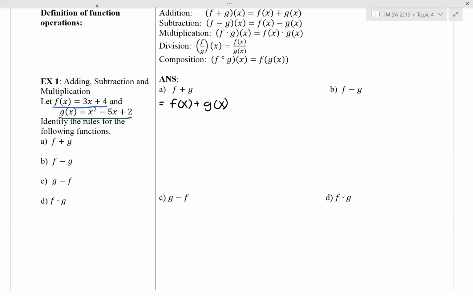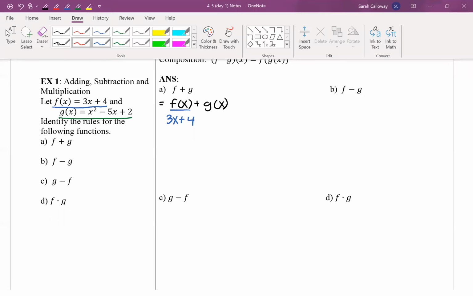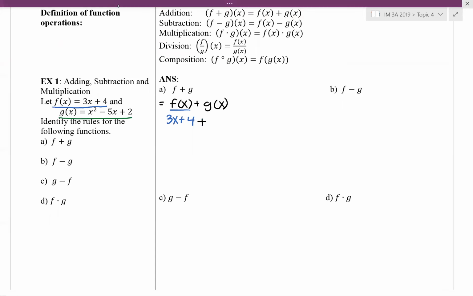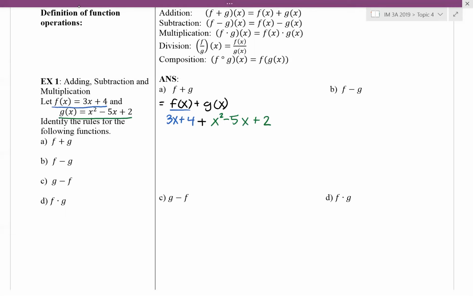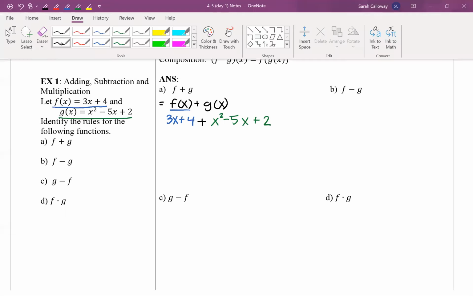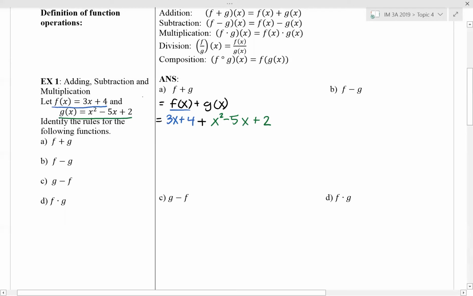So I'm going to replace f of x with 3x plus 4, and then add that to g of x, which is x squared minus 5x plus 2. Really, the addition of functions is just combining like terms. So I'm going to combine any like terms that I have to find my answer.